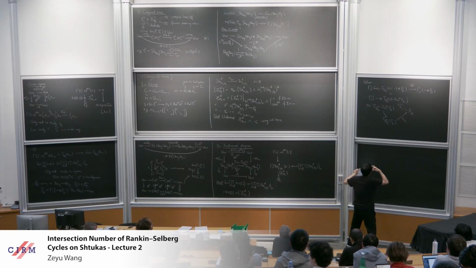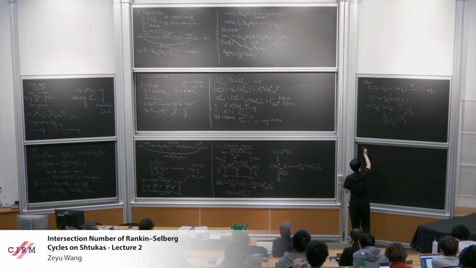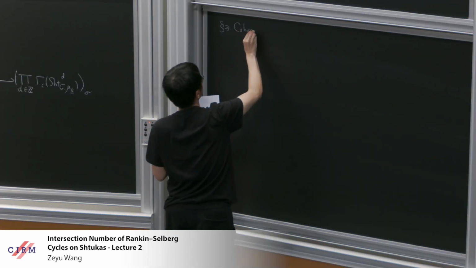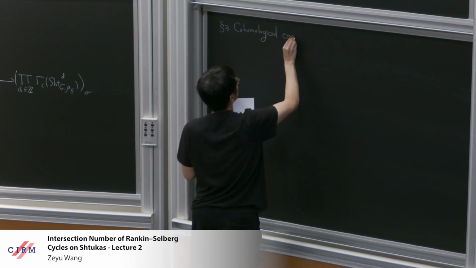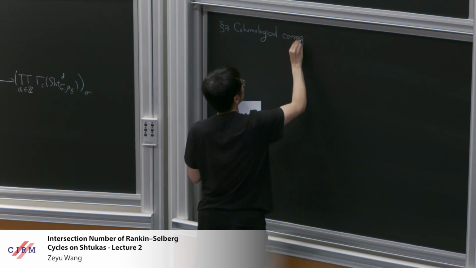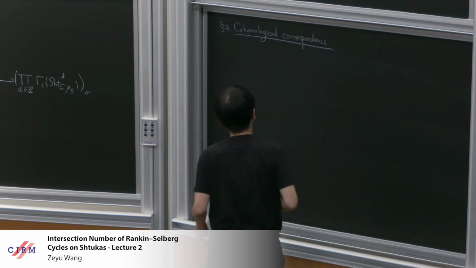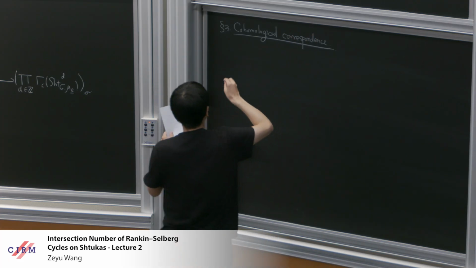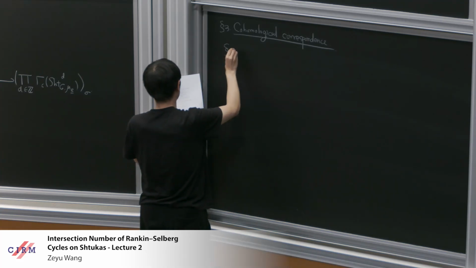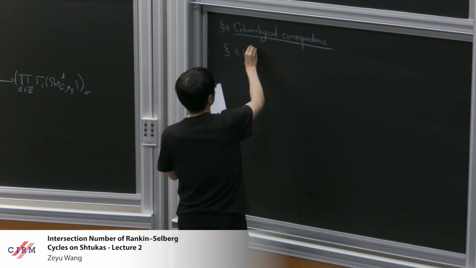And what really is this kind of data C? I want to say that it's really the data of a cohomological correspondence. I can directly tell you the definition of C, but I think it's worthwhile to say a little bit about the general formalism of cohomological correspondence.